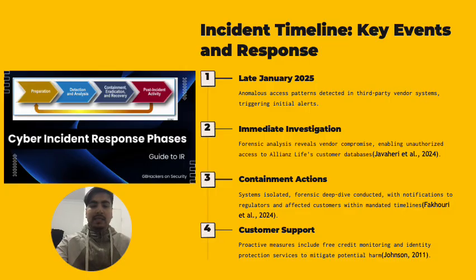The next slide is the incident timeline. Now let's look at what happened. The breach was detected in late January 2025 through unusual activity in a third-party vendor system. An investigation confirmed the vendor was the entry point, allowing hackers to access Aliens' customers' data. Aliens responded quickly by isolating systems, launching a deep forensic investigation, and notifying regulators and customers as required by law. To support affected individuals, they offered free credit monitoring and identity protection services as well.